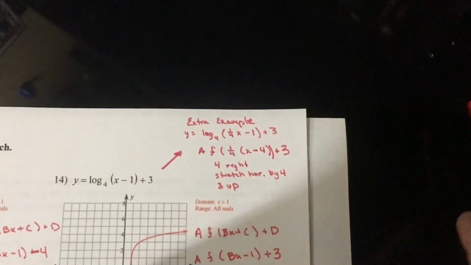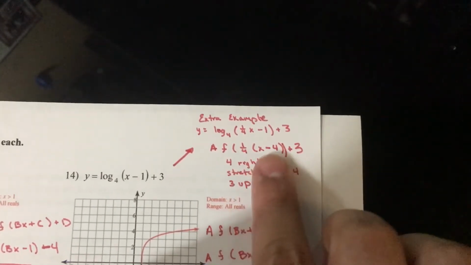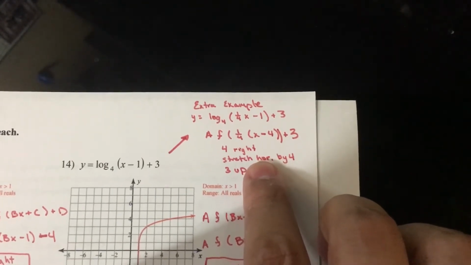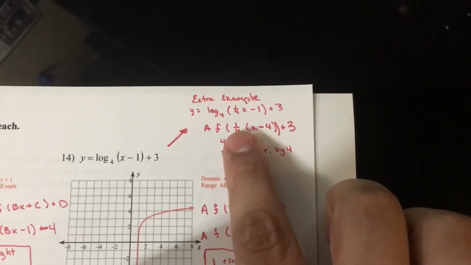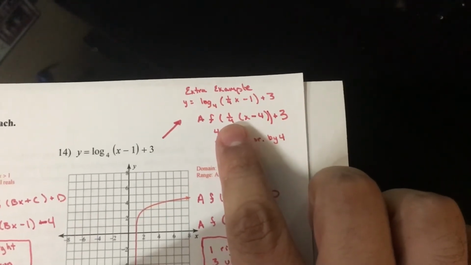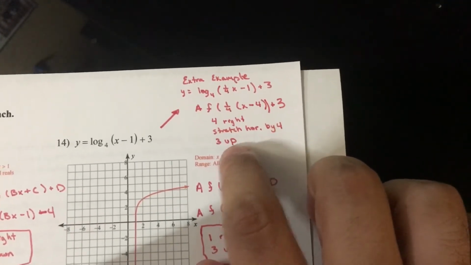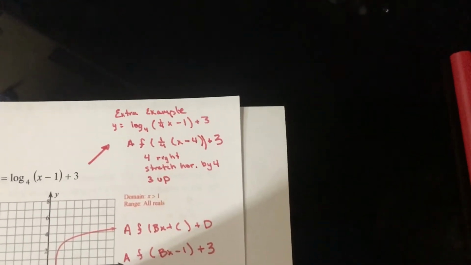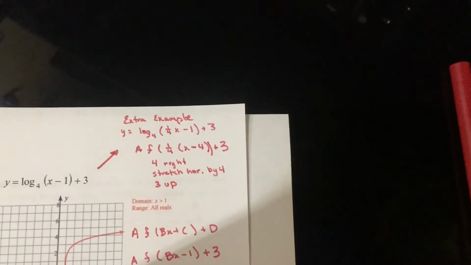So if I had a b value, I would have moved to the right by 4 from this c value. Okay, I would have stretched horizontally by 4. So remember, you take the flip of this, and had this been, since it's a fraction, that's a stretch. And then I went 3 up. Okay, so just keep that in mind, guys. I know I didn't give you any examples that had b values, but be careful with them.